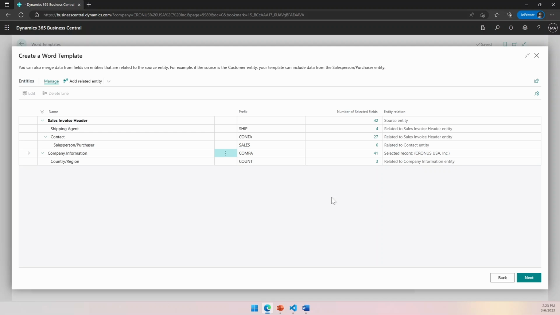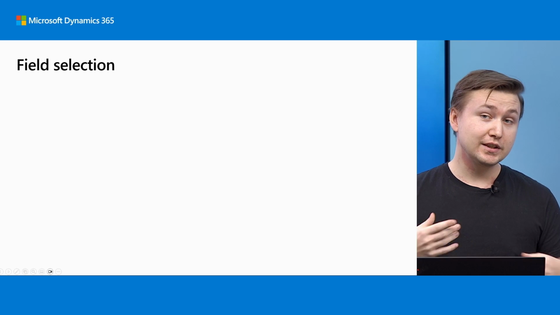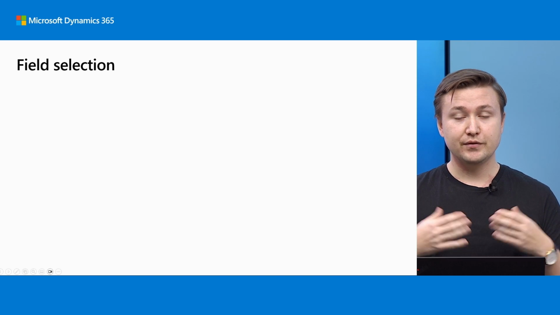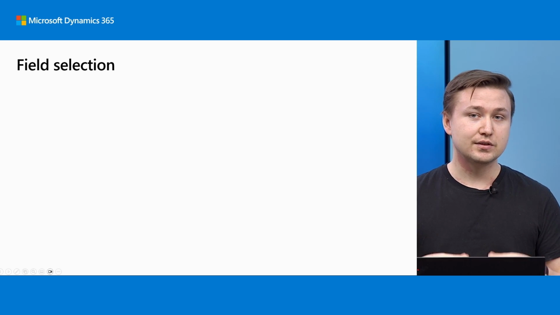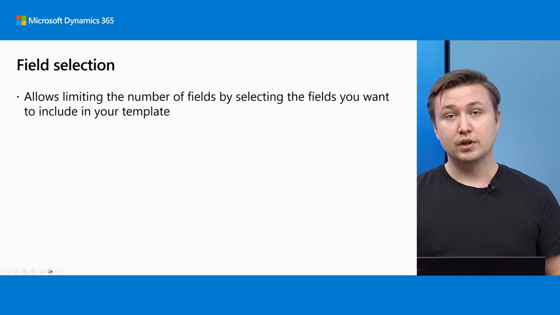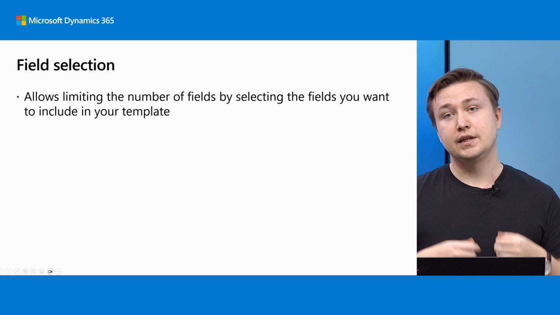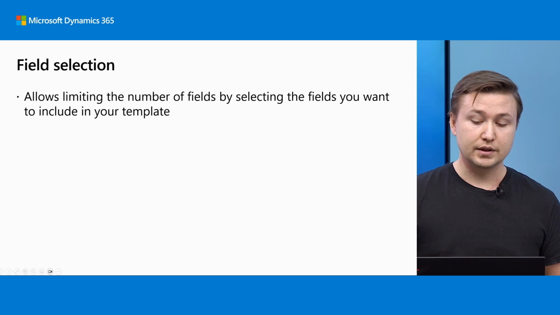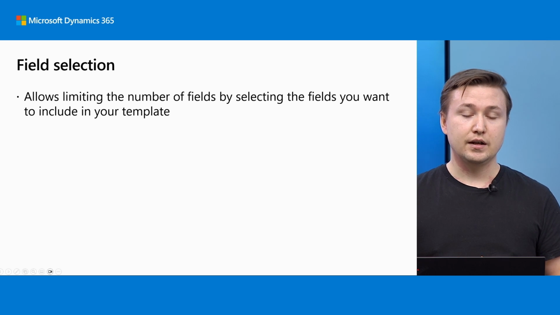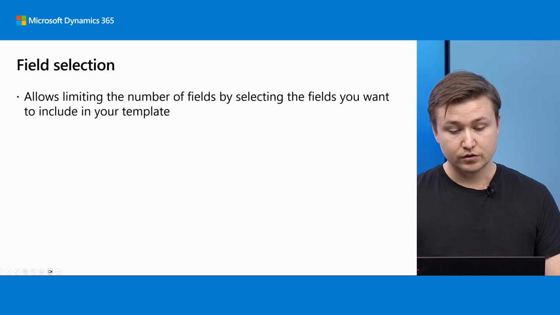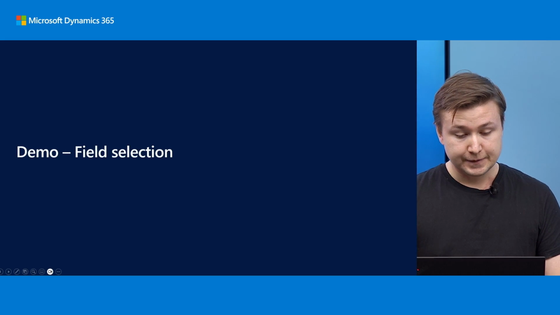So let's go to the next feature, field selection. Because with all these different tables now being added, you'll very quickly run into the problem of the limit with 250 fields in Word. So field selection will allow you to limit the number of fields by selecting the fields you want to include in your template. So you can go ahead and limit it and make it more easy to work with and more manageable. So let's jump into the demo here.